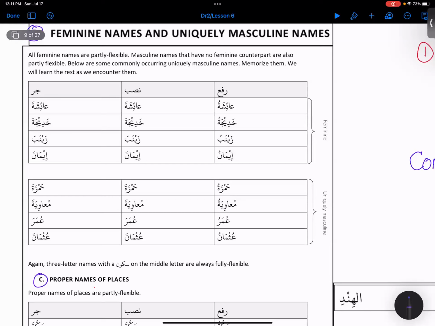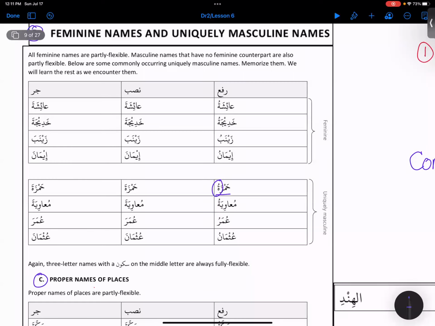Then we have another category, Hamzatu. Now is this a lady's name or a masculine name? This is a masculine name, but it has ta marbuta, right? And we learned that whenever we have ta marbuta, we consider that word feminine. But this is not the case here, because Hamza is a masculine name. So basically now we are learning that some names are very unique, uniquely masculine, and they are going to be considered partly flexible. So we say Hamzatu, Hamzata, Hamzata, never Hamzati. Even if I want to say book of Hamza, I will say Kitabu Hamzata, not with a kasra.